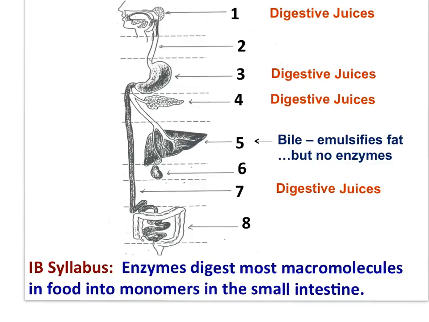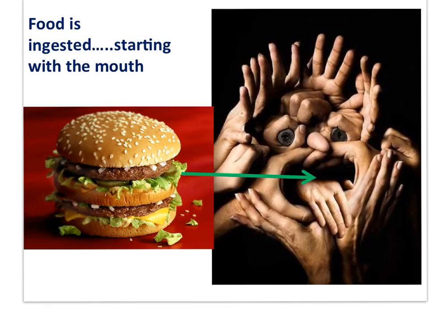Bile, much like soap, emulsifies fats into small droplets. Now, the pancreas is the primary organ for secreting enzymes into the lumen of the small intestine. Enzymes digest most macromolecules into monomers in the small intestine. So let's just back up and review. Large macromolecules are put into the mouth. This is called ingestion.